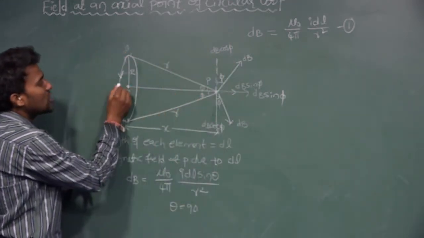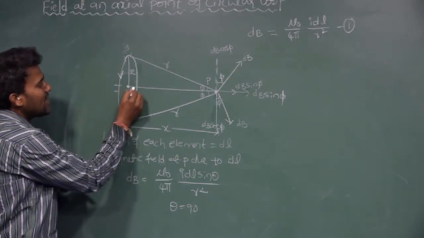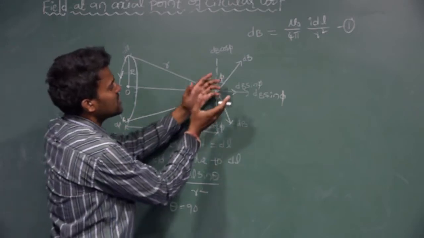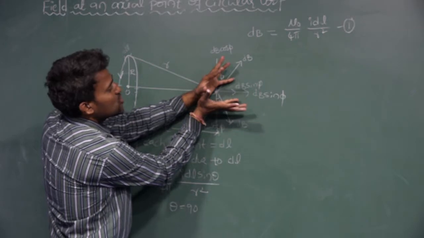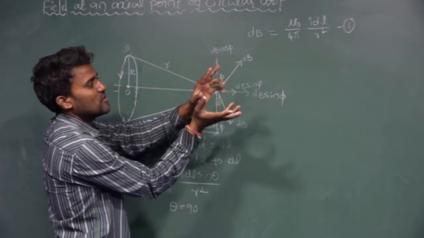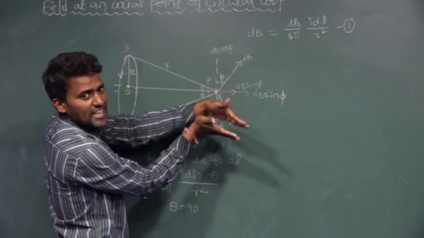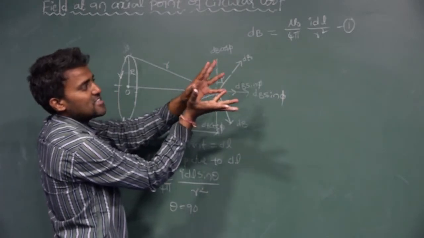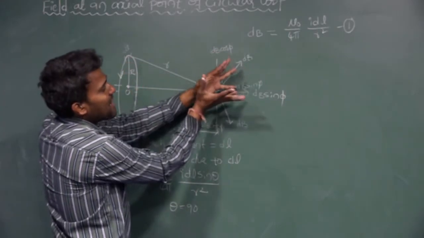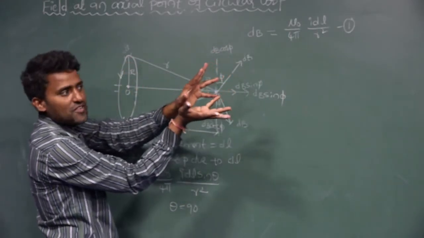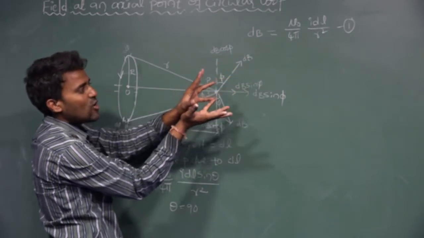If you take the two opposite elements again, this is one element and this is one element. You have to observe very clearly: initially, one dB is acting along this direction, and one dB is acting along this direction. I am just splitting like this. So due to all the elements, all the magnetic fields are acting along this direction.